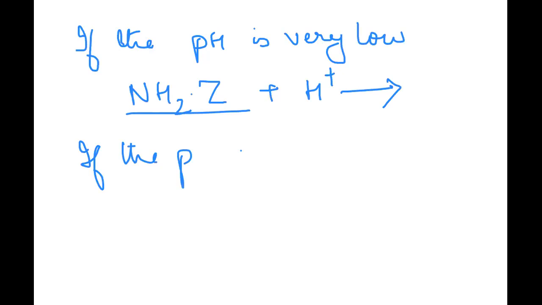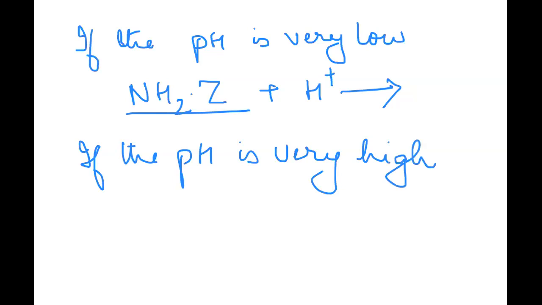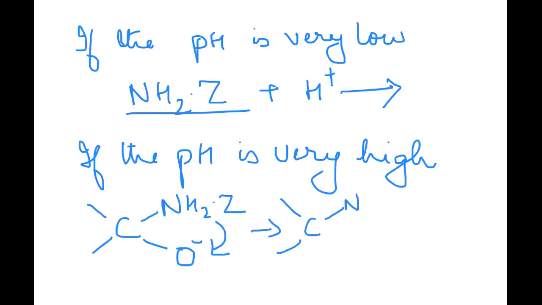If the pH is very high, that means it's going to be an alkaline medium. And in the alkaline medium, the step where the protonation has to occur for the removal of the water molecule, which is the main step, will not happen. Let us say the NH2Z has attacked, and this is O negative, then there is a proton transfer, and what you are getting is a C and an NH derivative, and this is the OH.